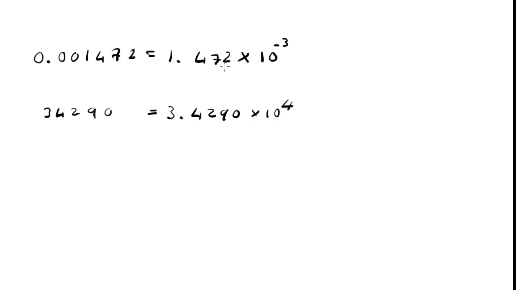So you see the difference. When it's a decimal number, we use a minus, and we put our decimal point in after the first digit that's not a 0. Whereas when it's a whole number, we count the number of digits after this first number, and then we put our decimal point in after the first digit. So those are the two methods you need to know to write numbers in standard form.